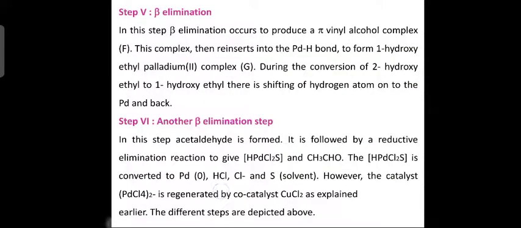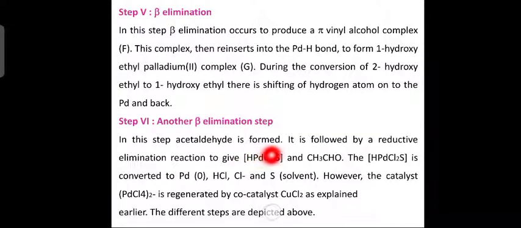Next slide. Step 5 is called beta elimination. In this step, beta elimination occurs to produce the vinyl alcohol complex F. This complex then reinserts into the palladium hydrogen bond to form 1-hydroxy ethyl palladium complex G. During the conversion of 2-hydroxy ethyl to 1-hydroxy ethyl, there is shifting of a hydrogen atom onto the palladium and back.